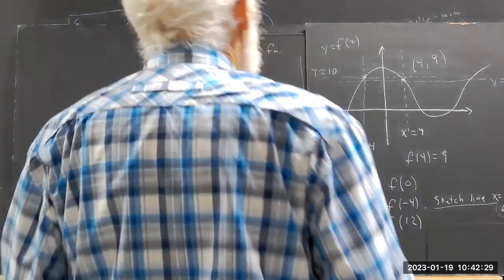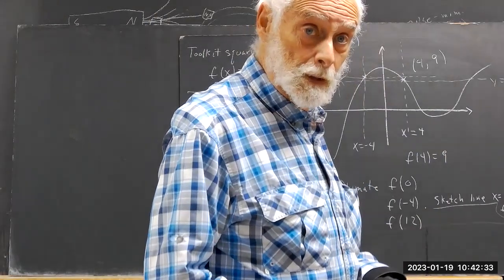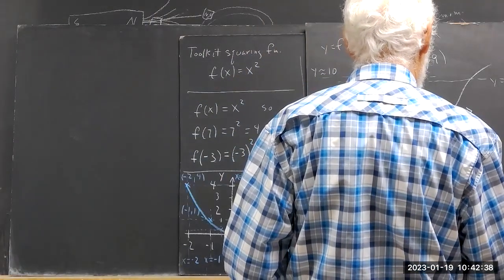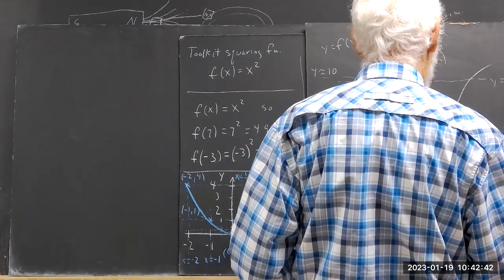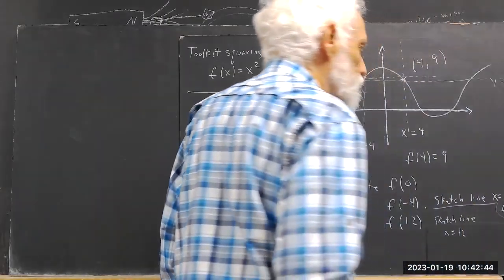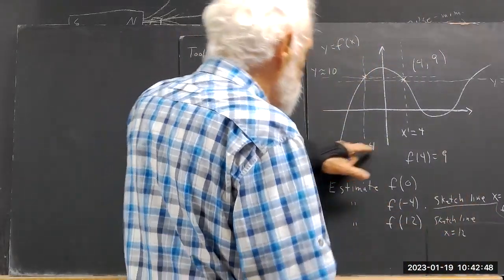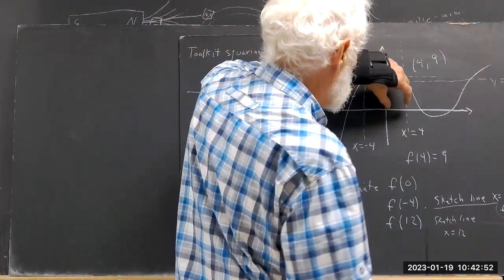Okay, so we want to sketch the line x equals 12, right? And we're going to label it. So we're sure for what we have. Notice I've labeled every line that I've drawn here. Okay, so we come out and label x equals 12.